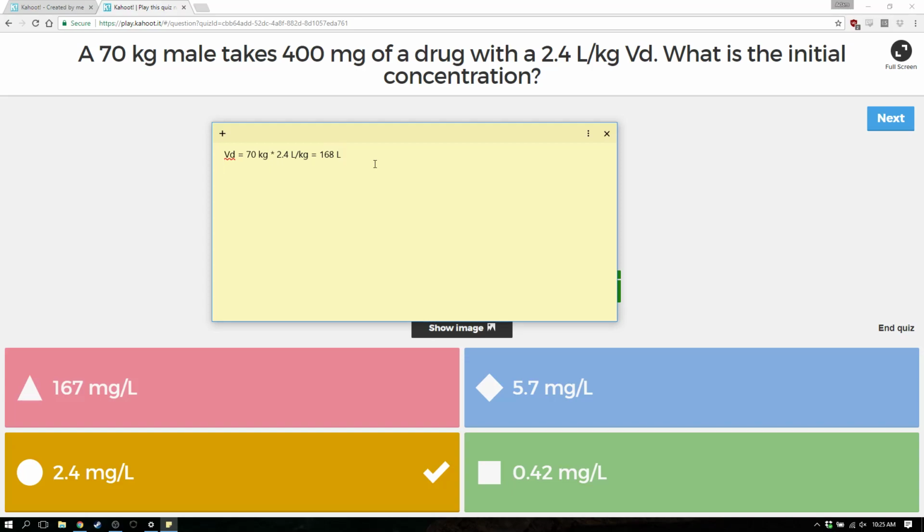So what's our next step? C0 equals 400 milligrams divided by 168 liters. See how the relationship goes milligrams per liter now? So that's how we get that, which equals 2.4 milligrams per liter.